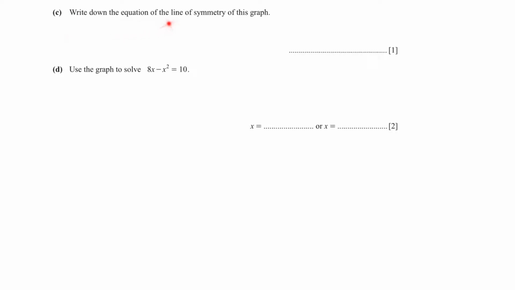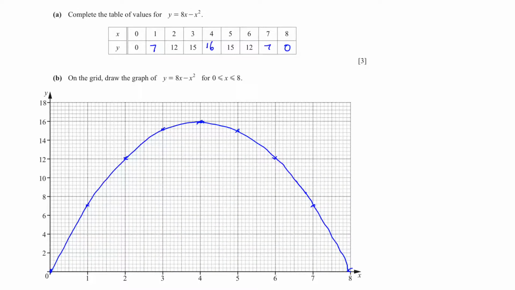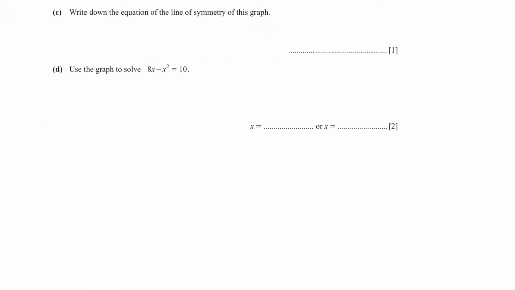Part C, write down the equation of the line of symmetry of this graph. Symmetry means it cuts the graph into two equal parts. So we can clearly see that this is the line of symmetry when x is equal to 4. That is your maximum or the minimum point. That is the line of symmetry, the x value for the maximum or minimum.